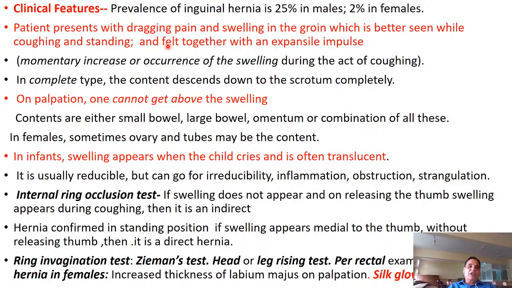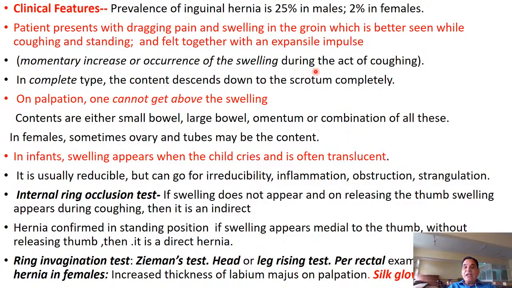Okay. So what is the presentation? Dragging pain, swelling in the groin, which is more prominent on coughing and standing. This is called expansile impulse. So in the definition of hernia: patient has dragging pain, swelling with expansile impulse. That means the swelling gets prominent on a cough or elevation of legs. Okay, this is the definition of hernia. So what is it? Momentary increase or occurrence of swelling during the act of coughing. See what is happening here? At the time of coughing, the hernia is prominent. The moment it stops, the moment pressure is not there, the hernia will disappear. So whether the hernia is there or not, you can diagnose only on cough.